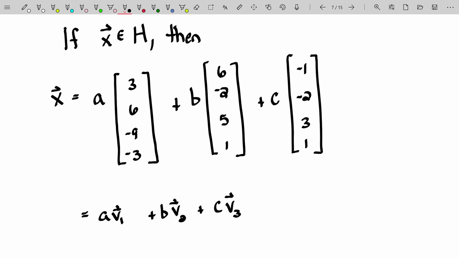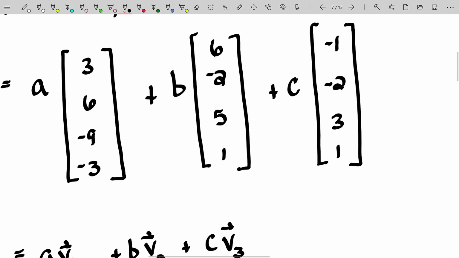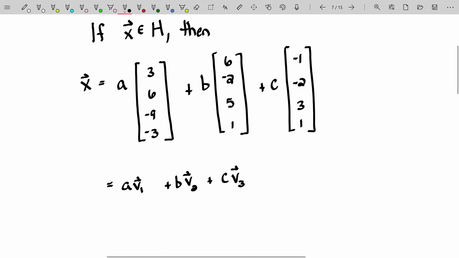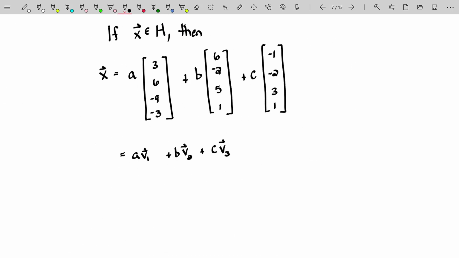However, to be a basis for a vector space, these 3 vectors not only have to span the space, but they also have to be linearly independent. So we need to showcase that they're linearly independent. There's a couple ways to do that. One is to create a matrix from those column vectors and solve AX equals 0. Basically find out how many free variables there are in that equation right there.